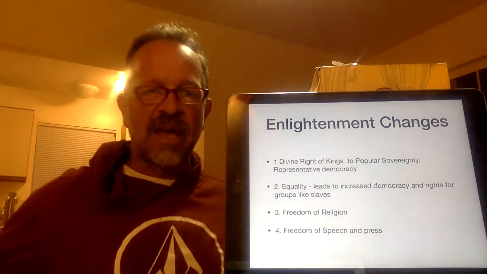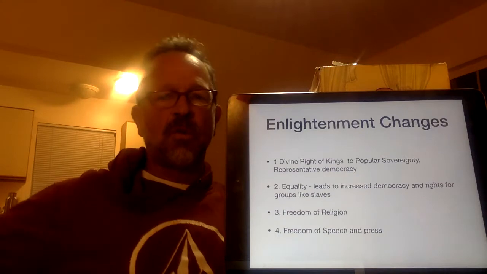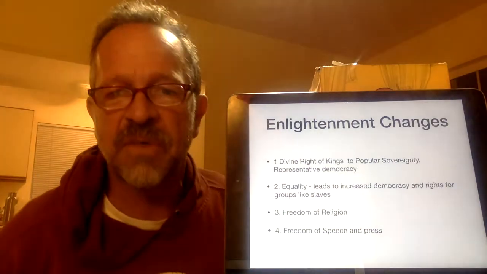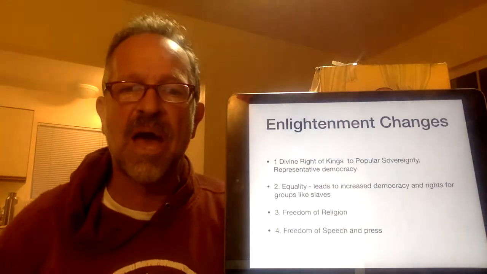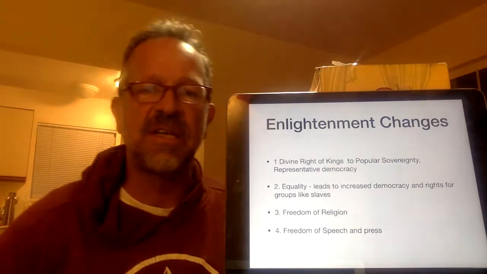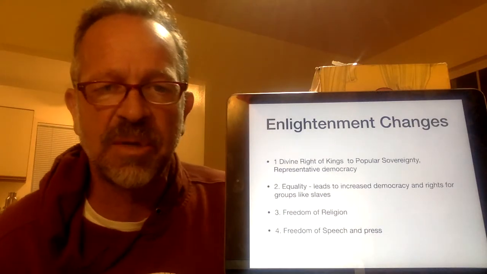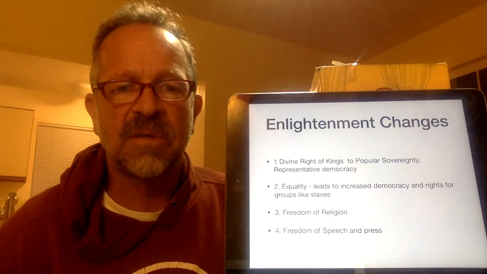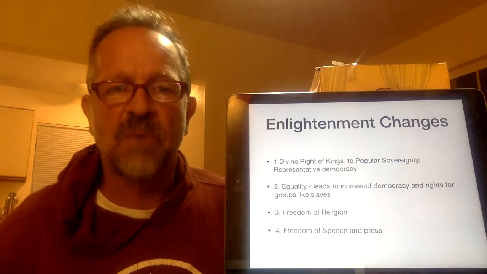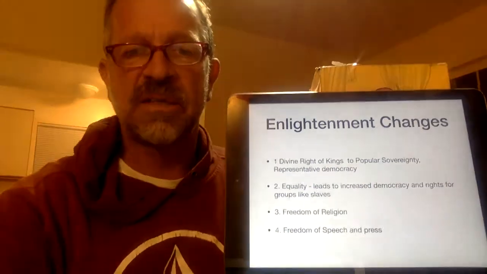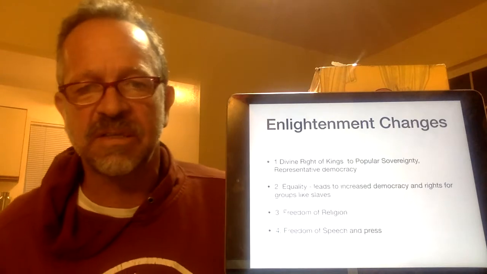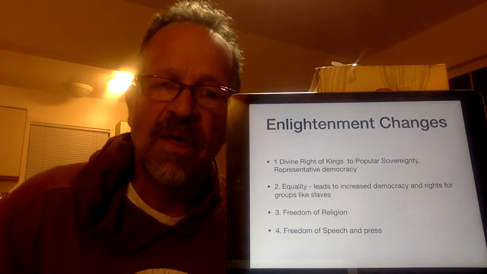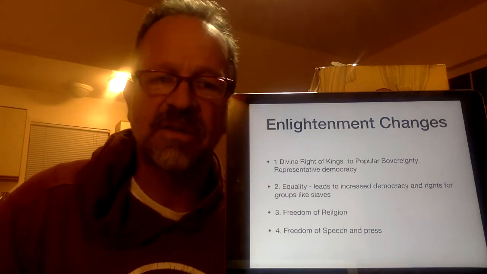Big changes with the Enlightenment. Used to be cool for the king to go, I have God's right to rule. The Enlightenment says, no, that sucks. We don't do that anymore. We believe in the power to the people, popular sovereignty. Ideas of democracy start being talked about, though it does take time. Equality starts being used as a right. It's really powerful, and it leads to increased democracy and rights for groups like slaves and women. Freedom of religion is a big part of this as well. And then freedom of speech and press, things like that.